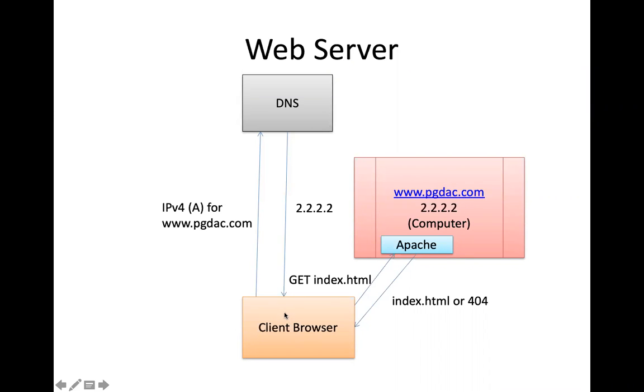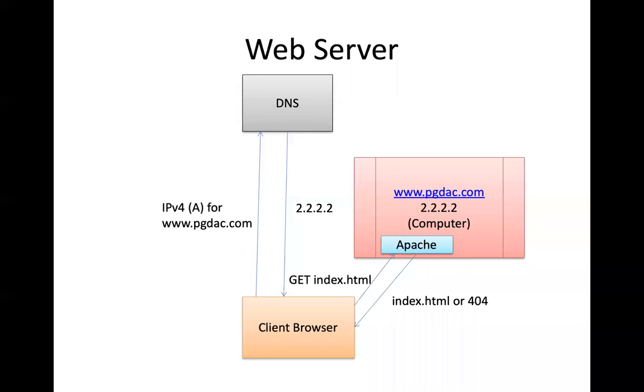Now, any client browser, if it wants to access a website like www.pgdac.com, first it will try to connect to a domain name server. A domain name server is a service which gives the IP address corresponding to this domain name. If I want to access pgdac.com, first I need the IP address, because in the computer world, all communication happens through IP addresses. All the computers on the network have an IP address.